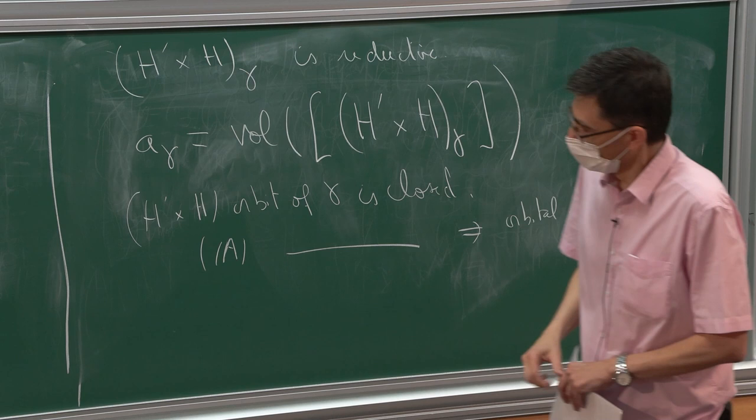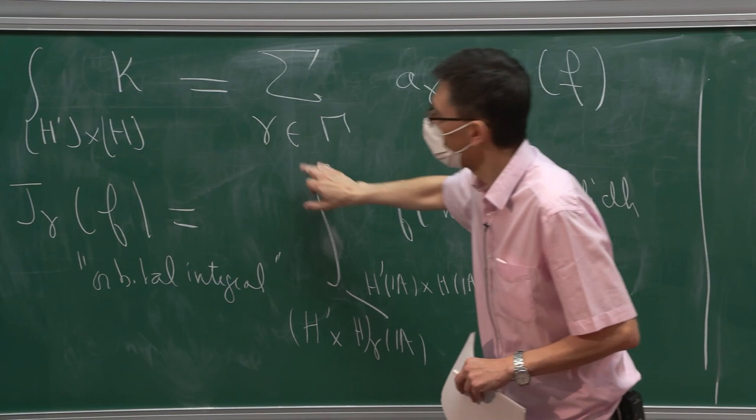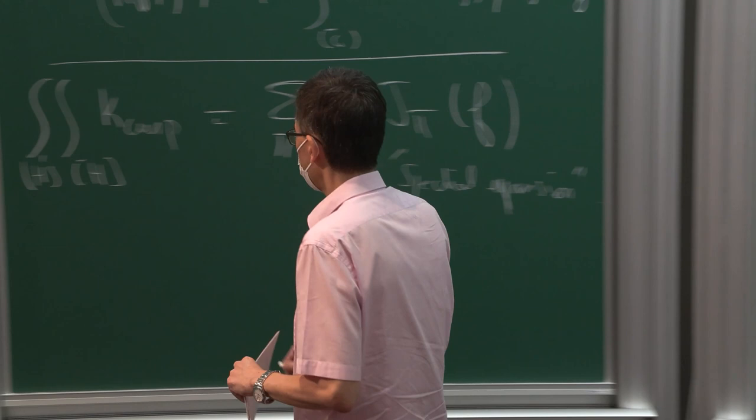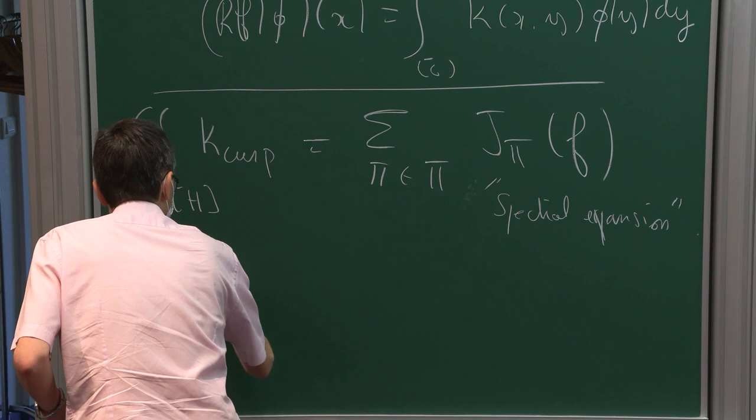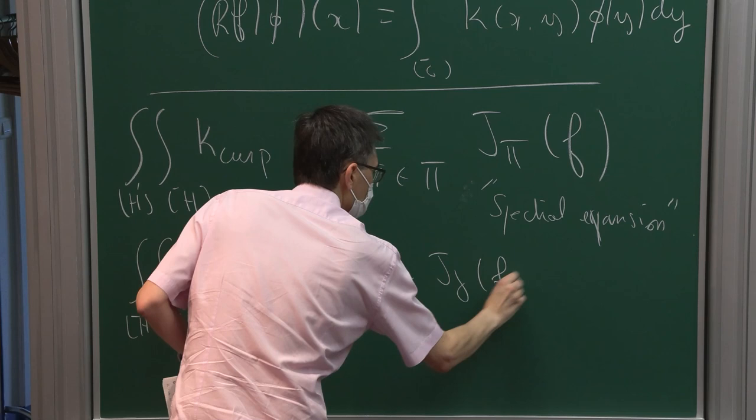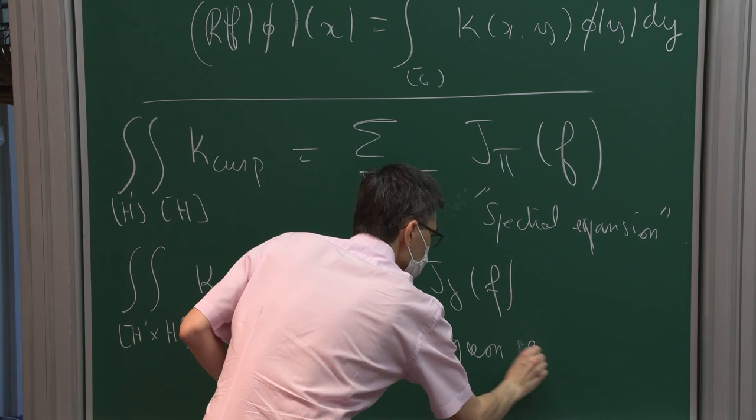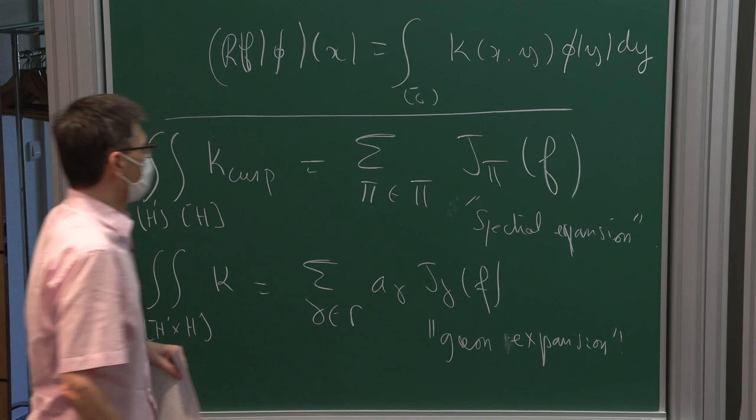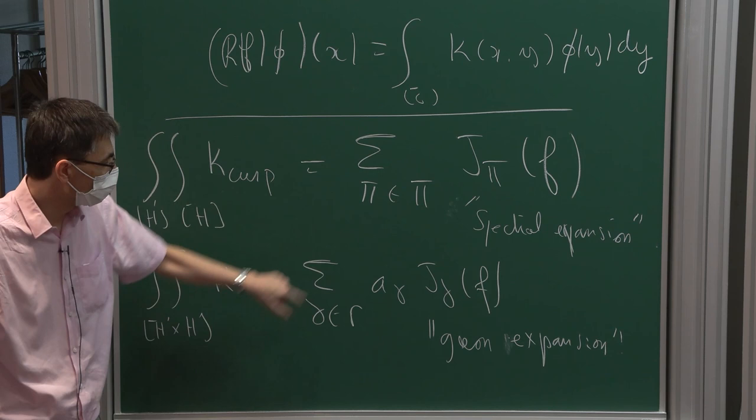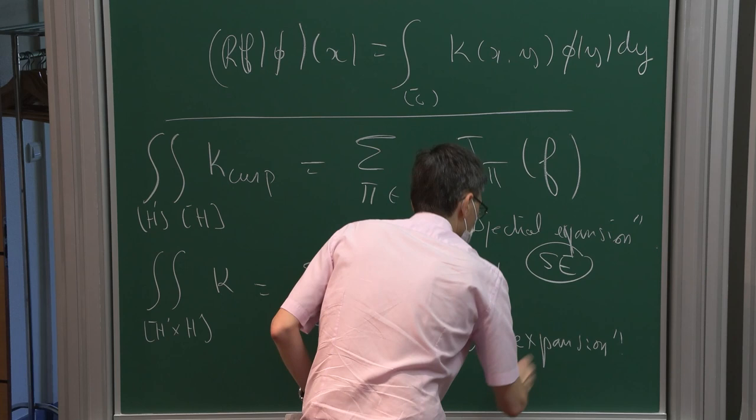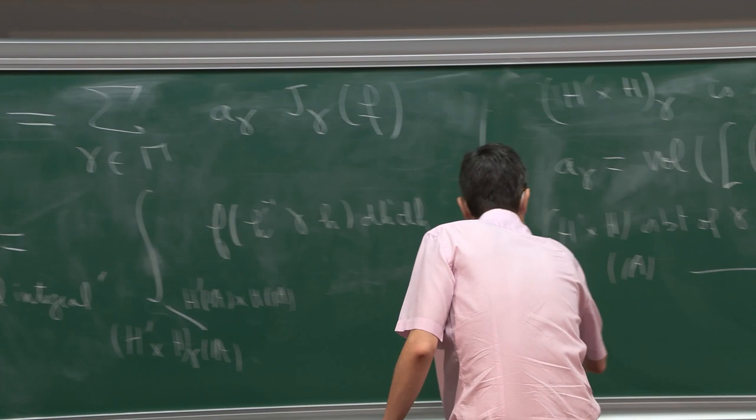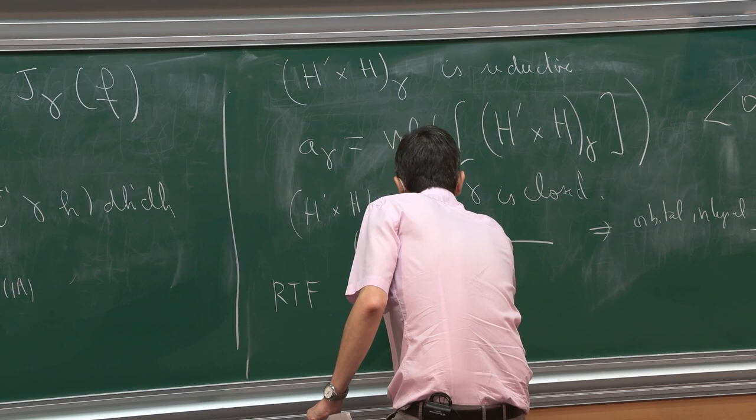Okay, and also the sum here, we can show that it is finite. So I can write this as H prime cross H, K, this sum over gamma. And this is my geometric expansion. And of course, here we say that K is K cusp, and so we have equality. And so this equality, we have spectral expansion, geometric expansion. And so we get the relative trace formula in our setting. This is the equality of the geometric expansion and the spectral expansion.